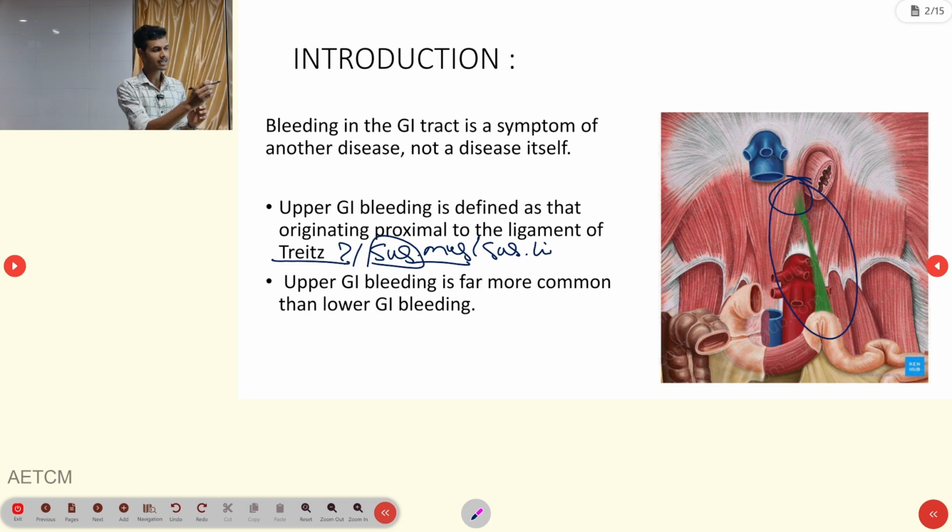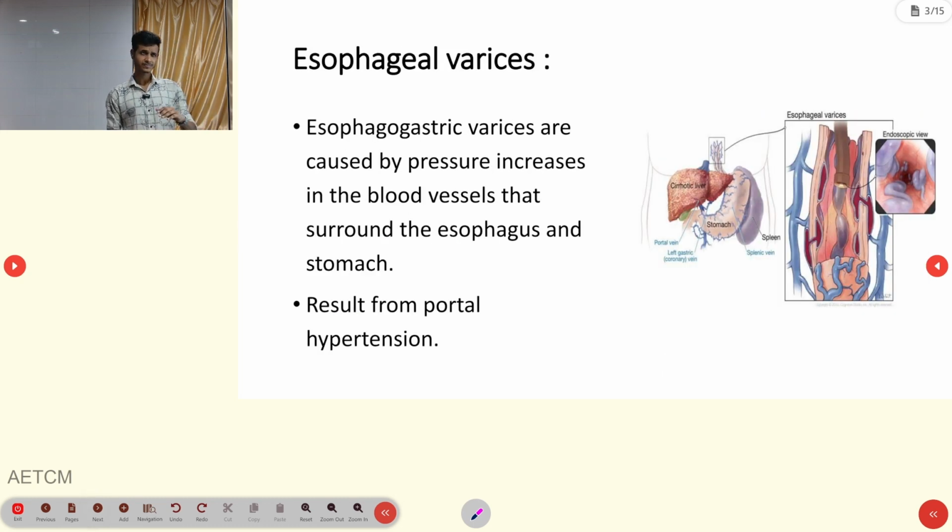So based on the ligament of Treitz, if the bleeding is above the ligament of Treitz, that is the upper GI bleed. Below the ligament of Treitz, based on the location, we call it a lower GI bleed. Based on incidence, upper GI bleeding is more common than lower GI bleeding. So coming to our topic, esophageal varices.